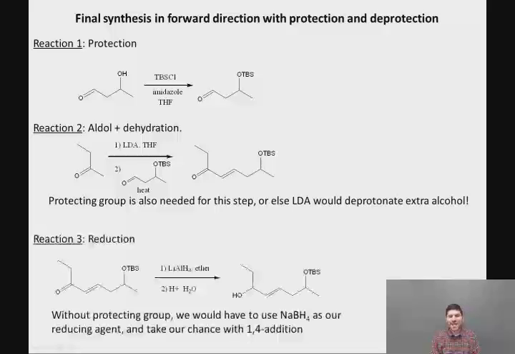Then the next reaction is the reduction reaction. In our previous lesson, we did the reduction with lithium aluminum hydride, and we did that in order to avoid 1,4 addition. Once again, the protecting group is completely stable to this reaction, and in fact, if we didn't have the protecting group there, we wouldn't be able to use lithium aluminum hydride. We would have to use sodium borohydride because that one is compatible with alcohols, and then we would have to take our chance with the 1,4 addition.